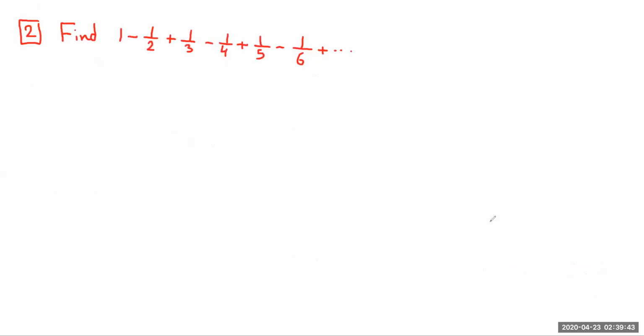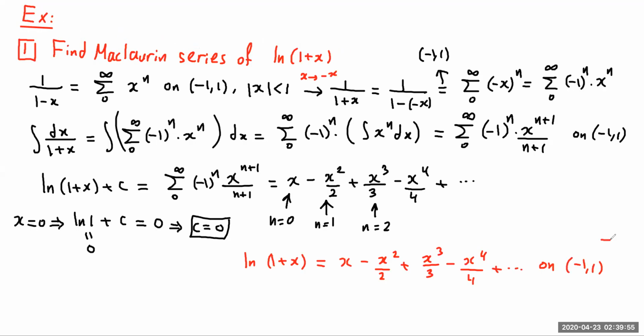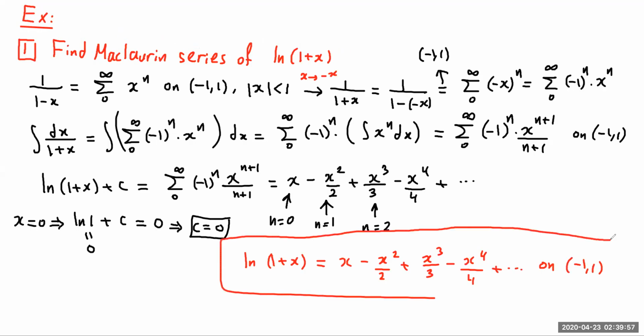Now the second question: find the sum 1 minus a half plus 1 over 3, etc. So if we go back to the previous formula, this formula, let's repeat this formula.